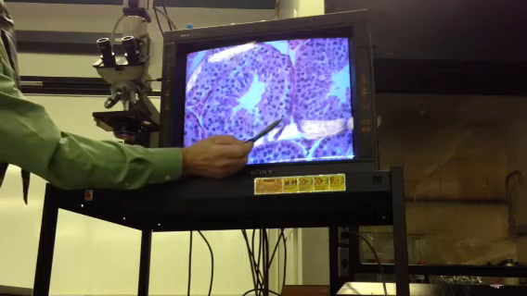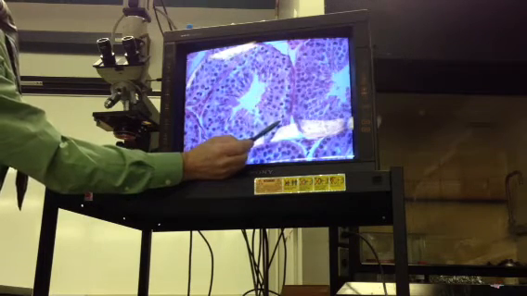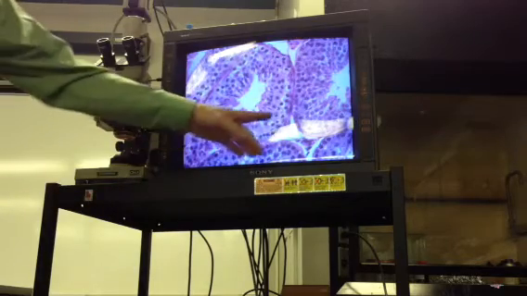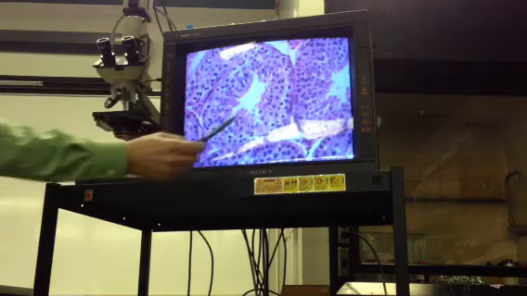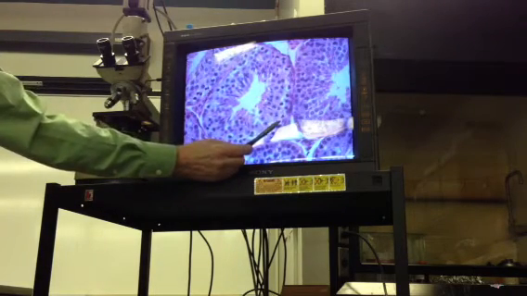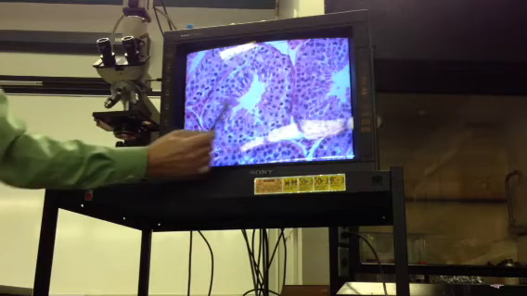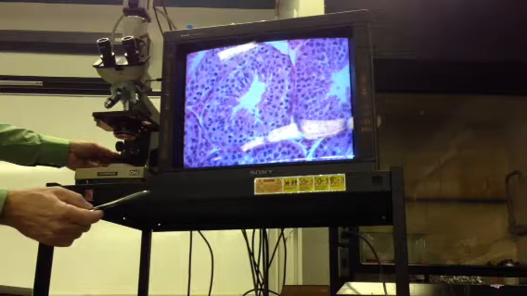Here's a really good example. You see this very irregular looking cell? That's a Sertoli cell nucleus right there. They tend to be sort of egg-shaped or irregular and lightly stained. So that's a Sertoli cell nucleus. It's just the nucleus of the cell.